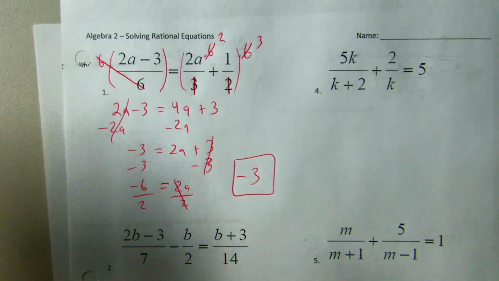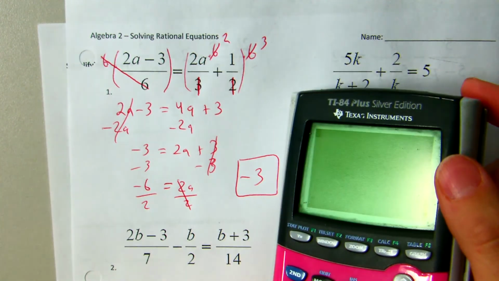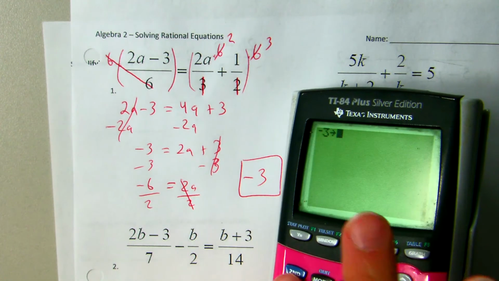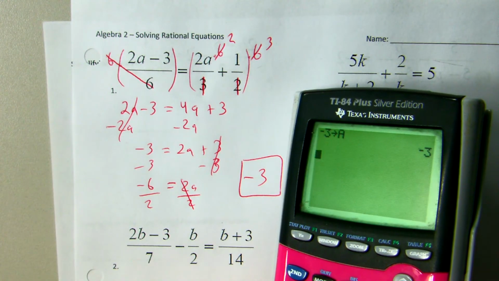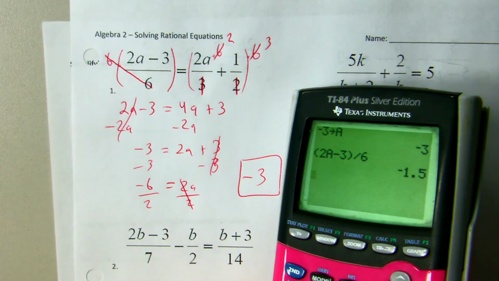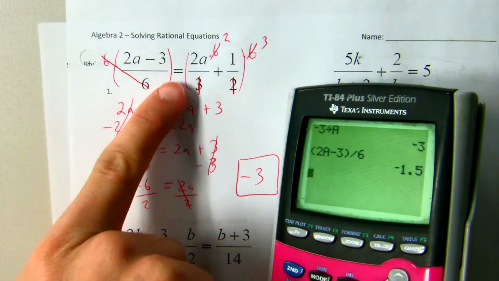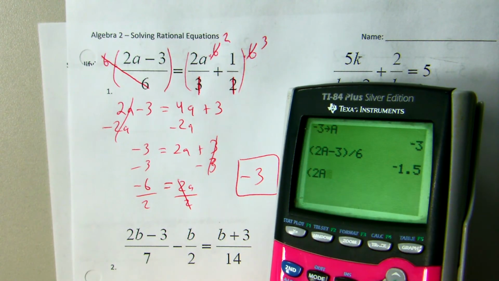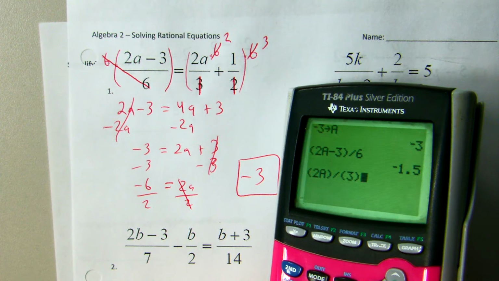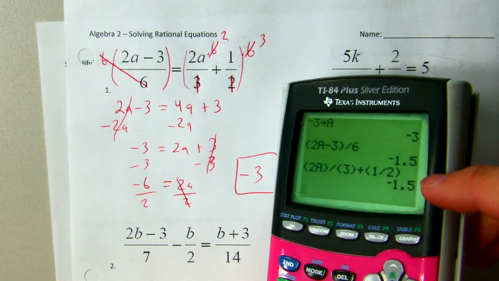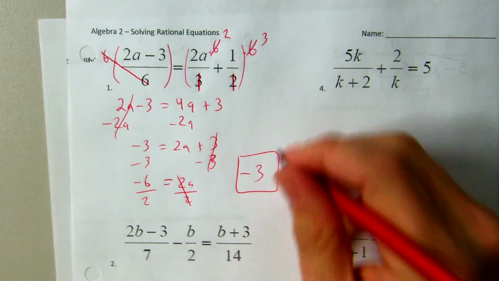Now, unfortunately, with most of the stuff we've been doing recently, it's not ones that we can easily check. It's a little harder to plug all the fractions into our calculators, but we can still check this. I stored negative 3 for A. The left side is equal to something. I don't really care what it equals. I do care that it equals the right side. So left side equals right side. I'm 100% sure this is correct.